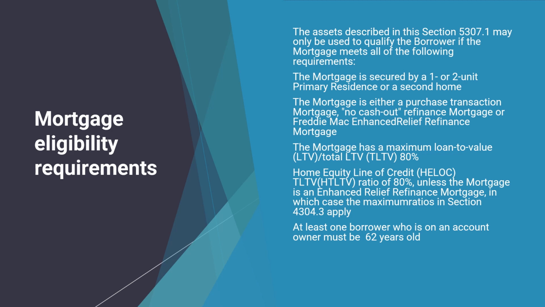The mortgage has a maximum LTV, or loan to value, of 80%. And then the HELOC loan to value is also at 80%. At least one of the borrowers who's an account owner must be 62 years old.